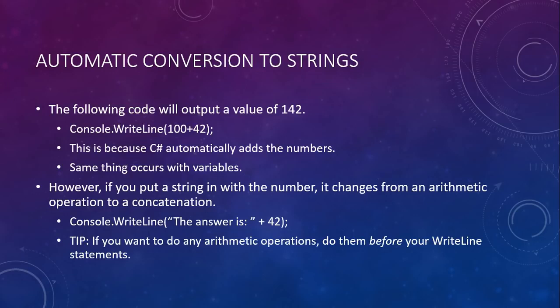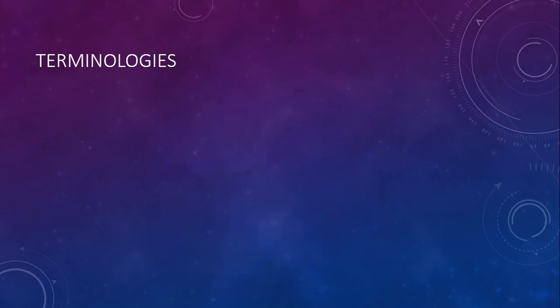So a quick pro tip for you: if you want to do any kind of arithmetic operations inside of a WriteLine statement, what you actually want to do is do them before the WriteLine statement. So if I wanted to do Console.WriteLine("the answer of A plus B is " + A + B), sometimes it might work, but a lot of times you get some really funky behaviors going on. So it's better just to add A and B before your WriteLine, and then display the sum using a third variable or something like that. So again, we want to make sure we're doing our arithmetic operations beforehand.